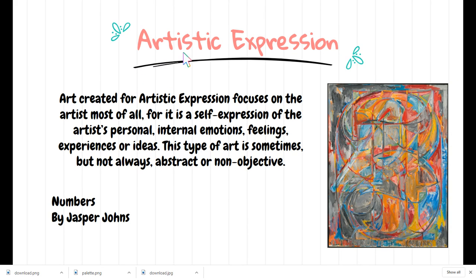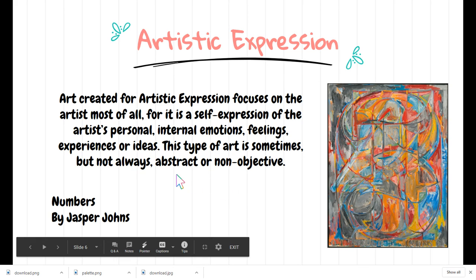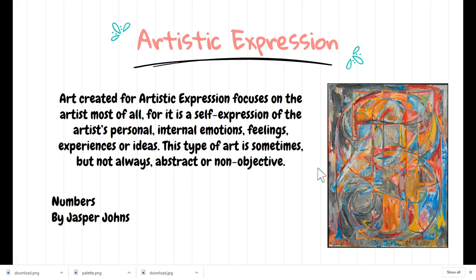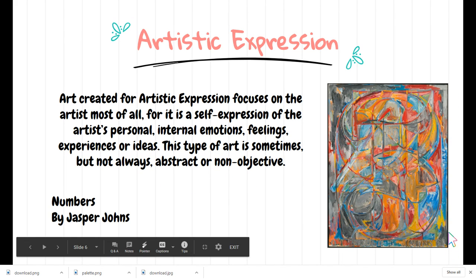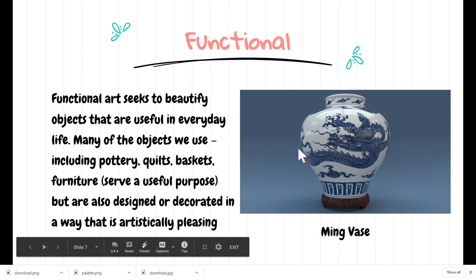The most popular reason that people will make art, especially at the high school art class level, will be for artistic expression. So, art that is created for expression will focus on the self-expression, an artist's personal life, their internal emotions, feelings, experiences, or ideas. Sometimes this is the sort of art that you'll see that will be abstract or non-objective. For an example, over here, this is an abstract by Jasper Johns of numbers. You can see the tracing of numbers if you look closely. But this is the one that we're going to see the most, and we'll talk about a little bit more later.